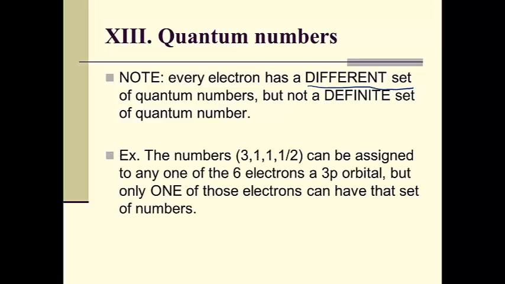So if I told you to find the electron that has the quantum numbers 3, 1, 1, 1/2, you could not necessarily tell me which one. All you can tell me is that it's one of 6 electrons that could be in a 3p orbital. But if there are six electrons in that orbital, any one of those 6 could have that set of quantum numbers.